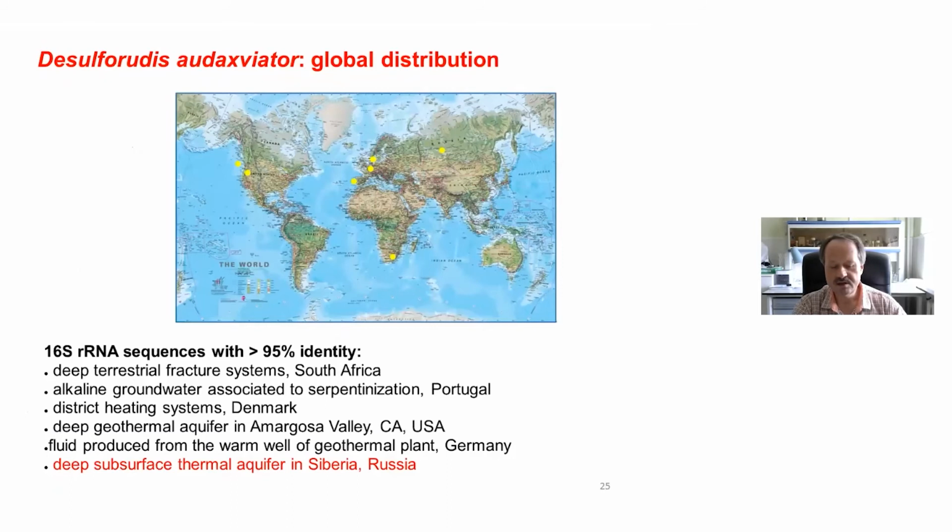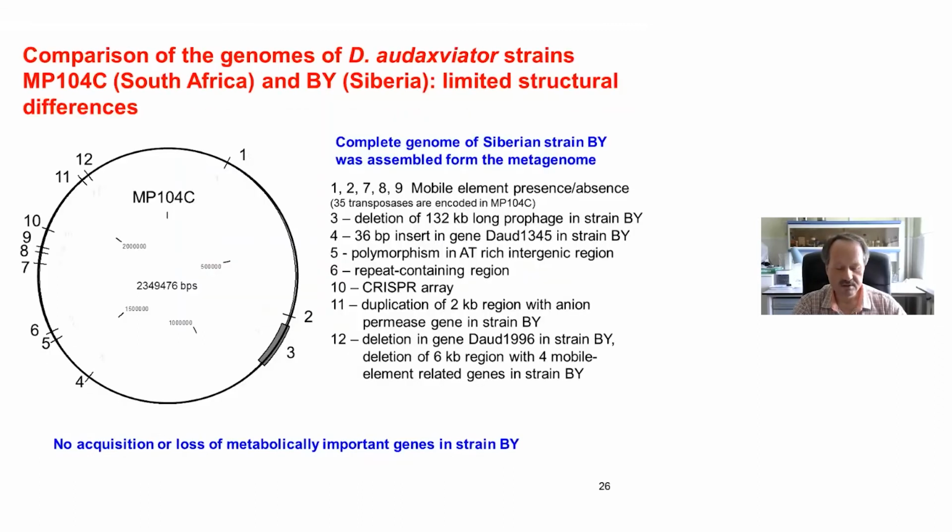Besides South African mines, 16S rRNA sequences of Desulforudis have been detected by molecular profiling in several places around the world, but all of them were related to deep subsurface. It's a deep groundwater in Portugal, the geothermal water in California, and two industrial places in Europe where water also originates from deep subsurface. Therefore, it was very interesting to find Desulforudis in the Siberian aquifer. We assembled the complete genome of the Siberian strain of Desulforudis from metagenomic data and found that it was very similar to the South African genome.